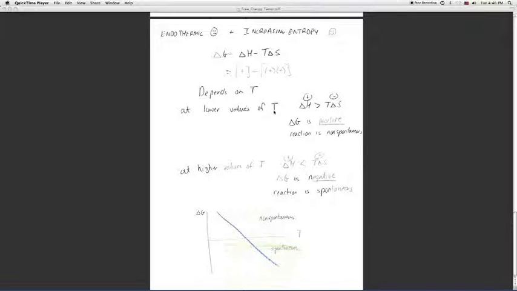If the temperature is fairly low, then the positive delta H value will win the math. It will be greater than the negative term here, and that will result in a positive delta G, a positive free energy change, a non-spontaneous reaction. Meanwhile, as the temperature starts to increase, you have the opposite happening. The higher the temperature, the larger this term becomes, so that eventually this negative term will win, and the final answer for delta G will be a negative value, and the reaction will become spontaneous at higher temperatures.